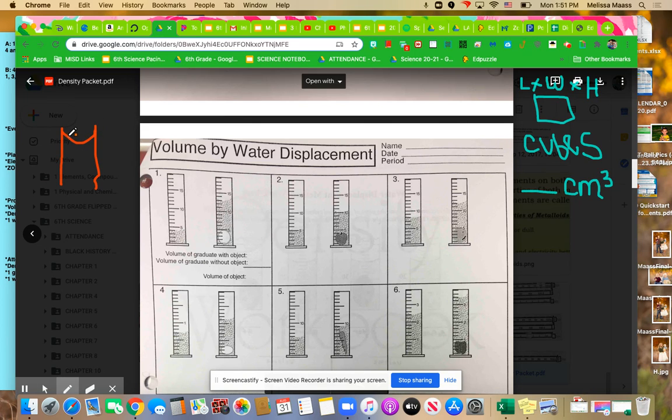curve area where the water line hits, you always want to go at the bottom of the curve. The bottom of the curve is known as a meniscus, and you want to make sure that you always measure from the bottom of the curve of the water in that cylinder, okay? Sometimes it's like the water playing tricks on your eyes, but just know you measure from the bottom.